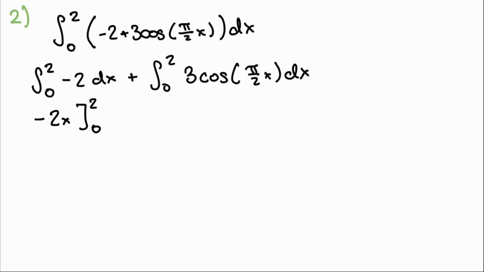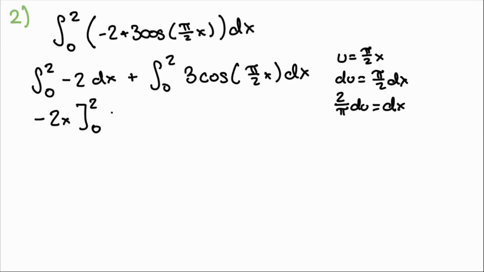We're going to have to do a u substitution. So u is going to be equal to pi over 2 x. The derivative of that is just pi over 2 dx. We want the dx to be by itself, so we need to isolate that by getting rid of the pi over 2, and that will just be 2 over pi du is equal to dx. And I know that Rahsun does not like the way I do u sub, so don't tell him.